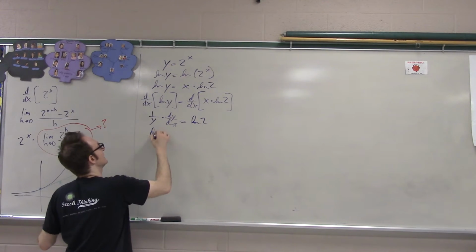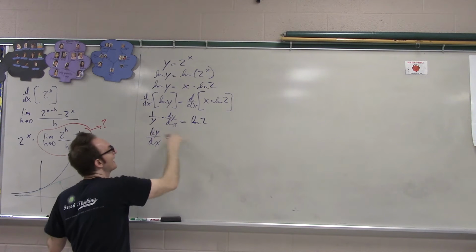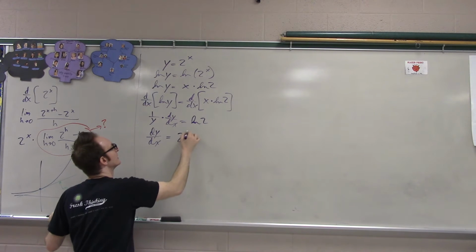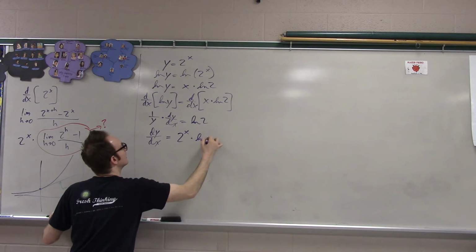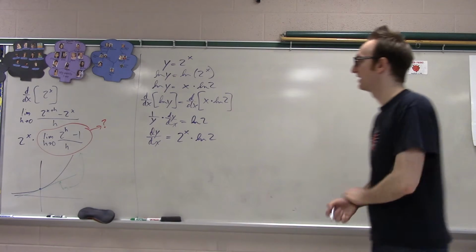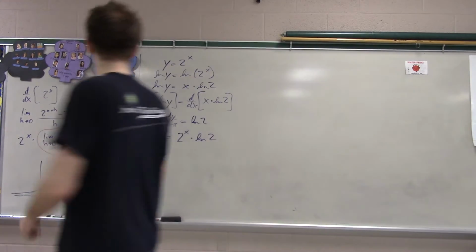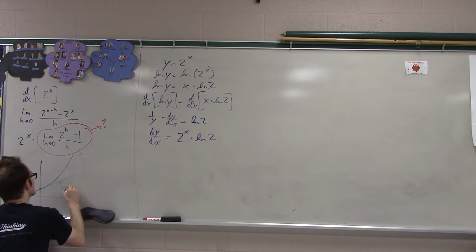So, what is dy/dx? What is the derivative of that function? It's y times ln 2. In other words, 2 to the x times ln 2. Alright, so there we have it. It turns out that the slope of this line is just ln 2.